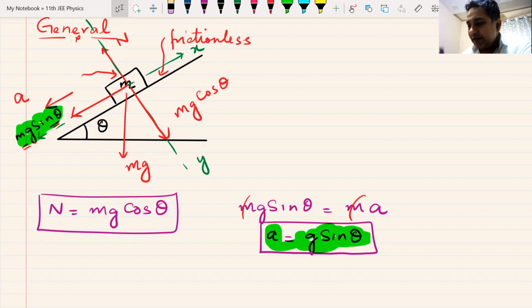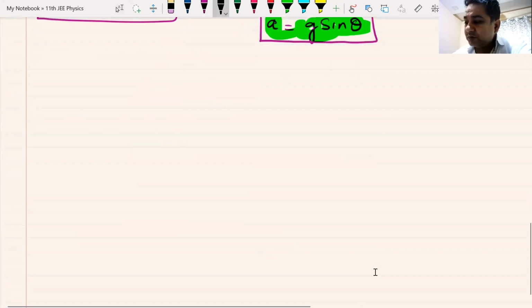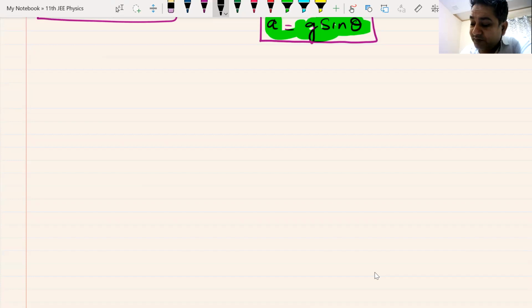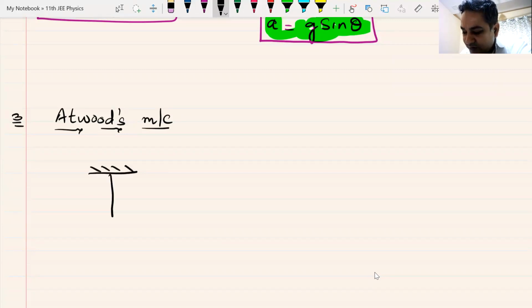Okay. Now we have done questions of a body kept on a surface. What we have not done is questions based on pulleys. So here comes the first question on pulleys, and this machine is known as Atwood's machine. What is this Atwood's machine? Don't get confused by the terminology.